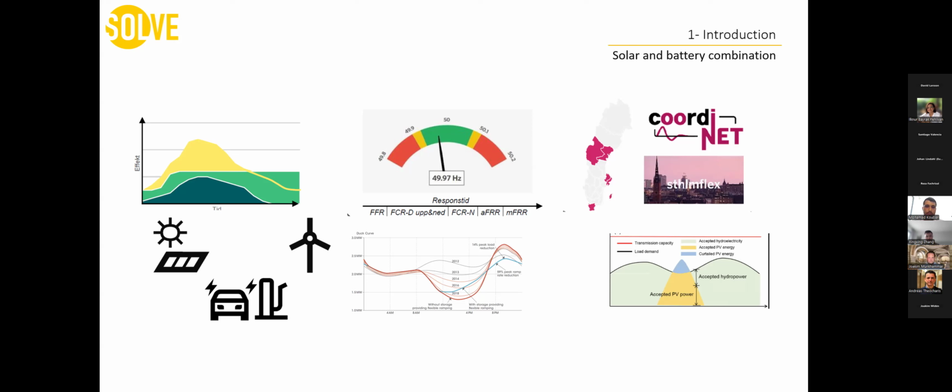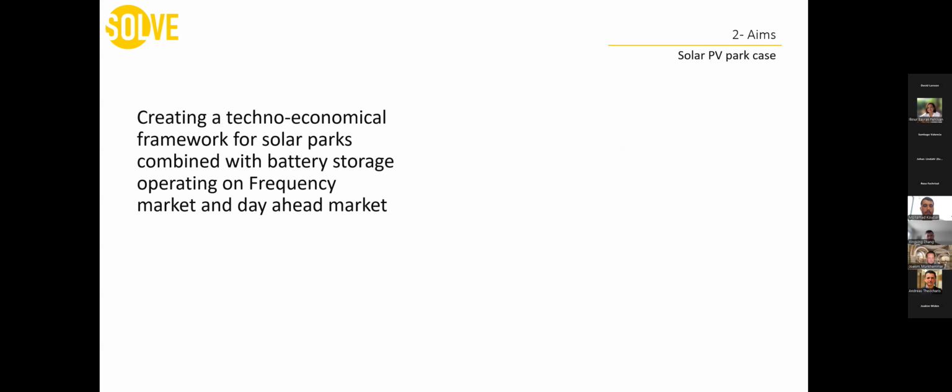So, that was a little background about my topic, and now what I'm going to say about the aims. What we have thought about is to create a techno-economical framework for solar parks combined with battery storage, and see, if this battery storage operates on the frequency market and on the electricity market, what the economic and technical outputs of this operation and framework will be. This was the focus, and the main point is that we have this framework, and if we apply it to Sweden or to another country, it should give us an idea of how this combination will work and what the economic value of this battery storage is.